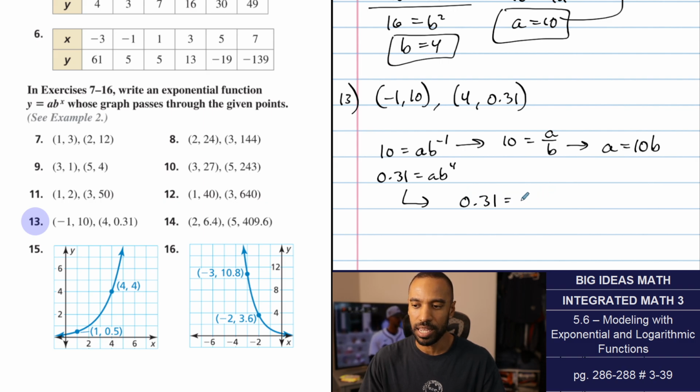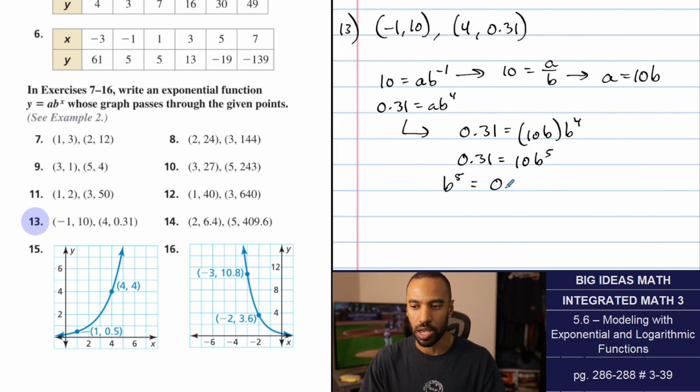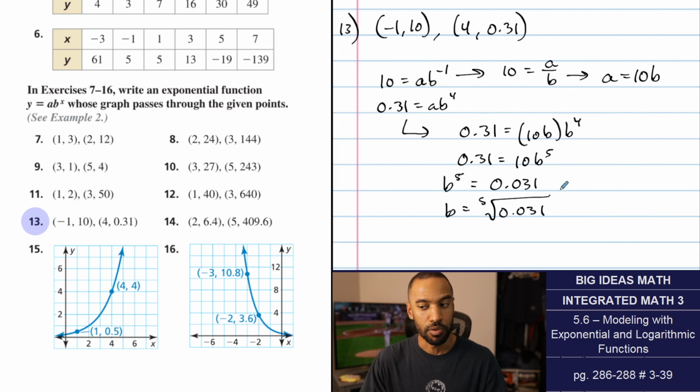0.31 equals 10b times b to the 4th. b to the fourth times b to the first is b to the fifth. So this will become 0.31 equals 10 b to the fifth power. Divide by 10, you get b to the fifth equals 0.031. And take the fifth root of both sides, b is the fifth root of 0.031. If you think that's an exact answer, you've got another thing coming. I don't believe that's an exact answer for a second. We will round it for our final answer, but we need to use this exact number when we solve for a.